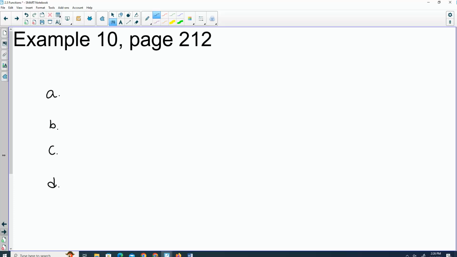3,000. I'm looking at the blue line, the highest level it ever hit. 3,000 gallons. Okay. And when is that maximum level first reached? 25 hours.